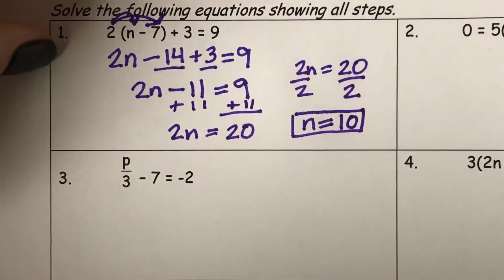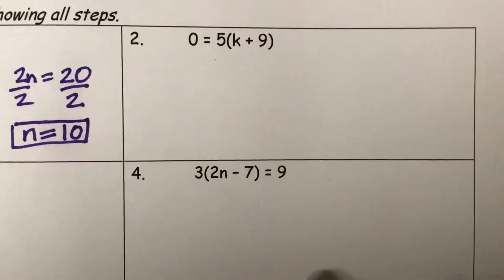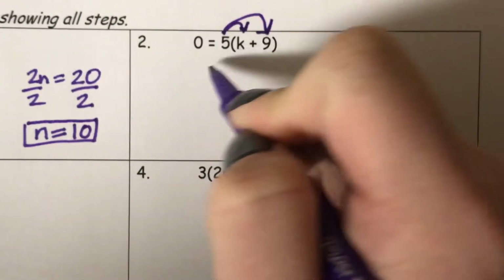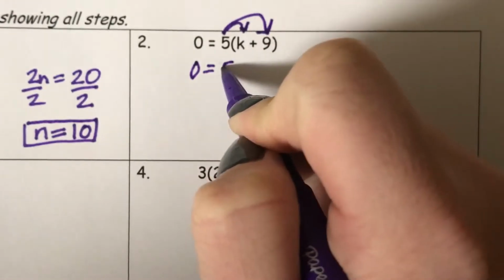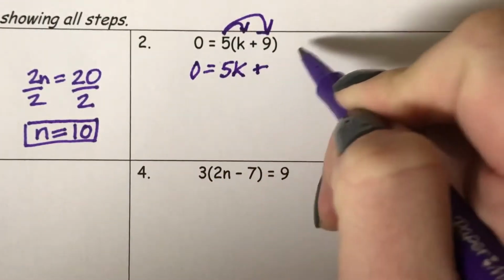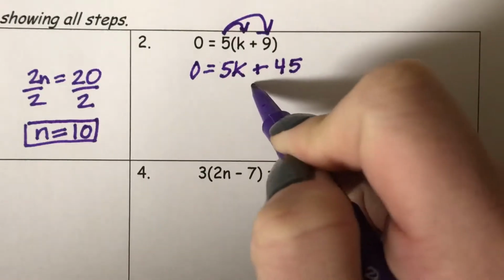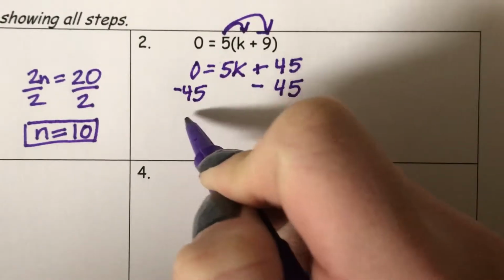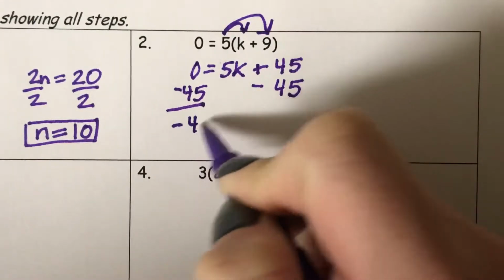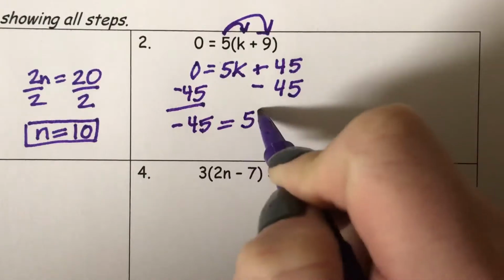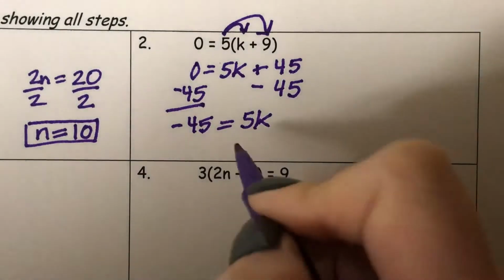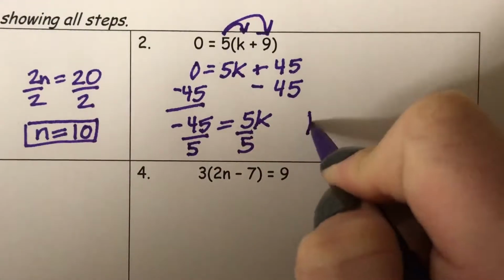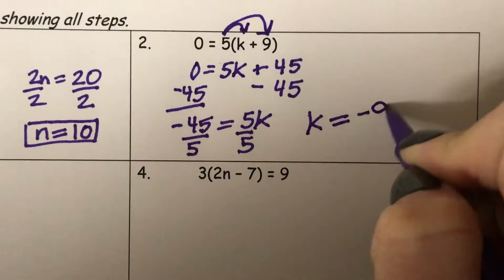So moving on to number 2. Again, we've got a little bit of the distributive property. So we've got 0 is equal to 5k plus 45. We're going to subtract 45 to the other side, and we're left with negative 45 is equal to 5k. To get k by itself, we are going to divide by 5 on both sides, and we're left with k equals negative 9.